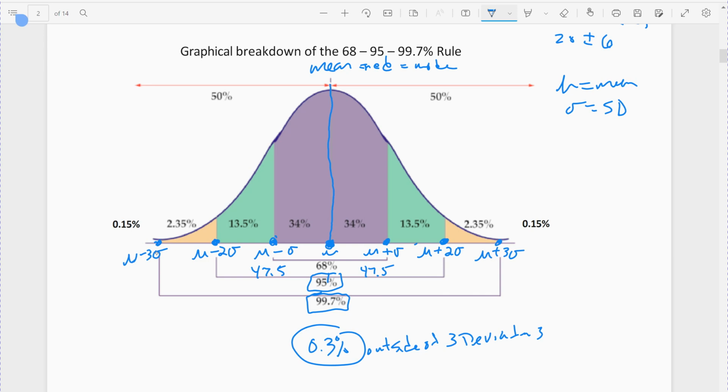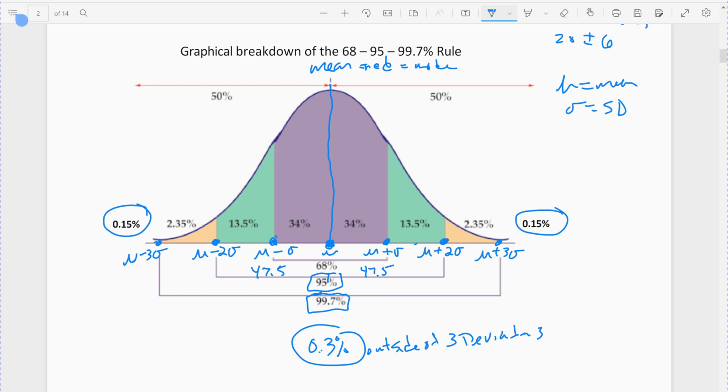So there's just a little bit left outside, 0.3%, and the 0.3% would be split, half of that's above and half of that's below. So that's where this 0.15 comes from. So 0.3% lands outside of 3 standard deviations. So those would be sort of our outliers. It's very rare to land outside 3 standard deviations in a normal curve. Half of that's above, so we take our 0.3% and divide it by 2. That's where the 0.15% is, and half of it's below.